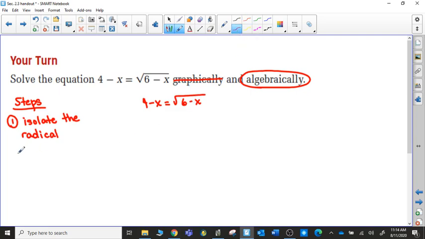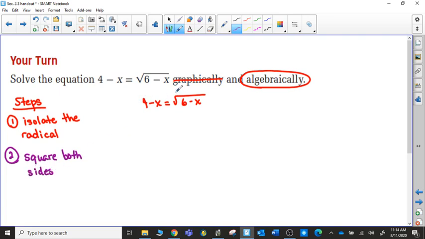So the second step that we need to do is to be able to get rid of that radical. We can't work with the terms inside the radical until the radical is gone. So we are going to square both sides. And again, the purpose of that is to cancel the radical.